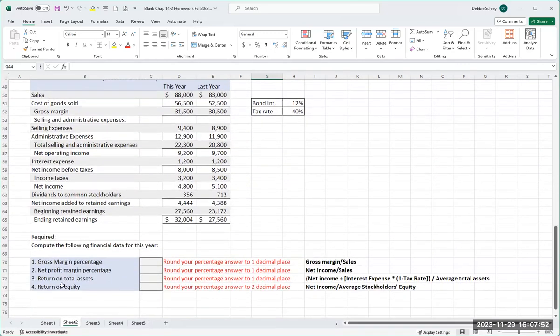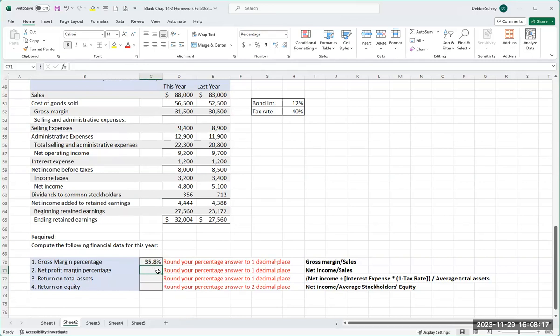Okay, so gross margin percentage, that is going to equal, and again, we're doing it for this year. So reference the numbers in the this year column. So gross margin divided by total sales. And that one is being rounded to 1 decimal place.